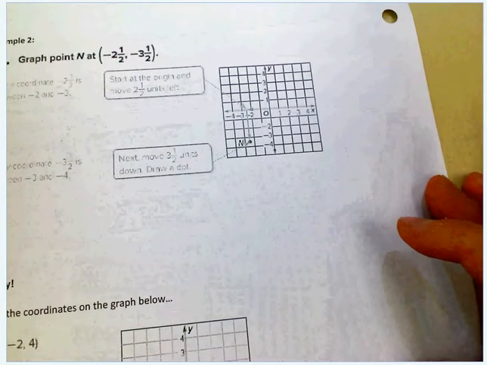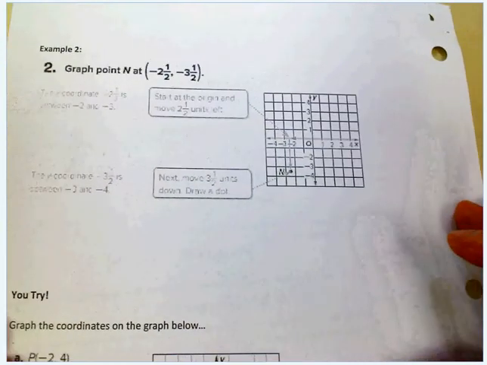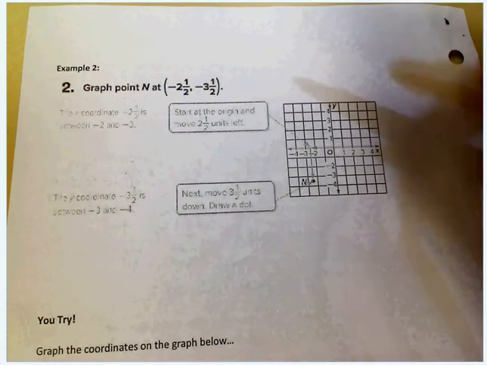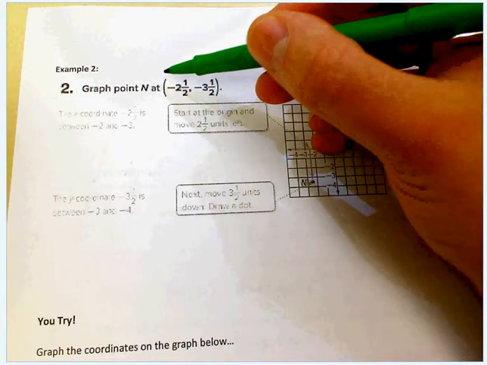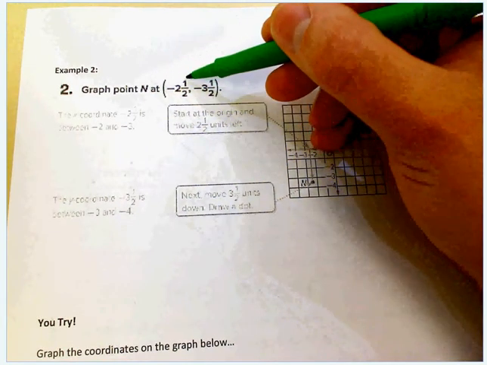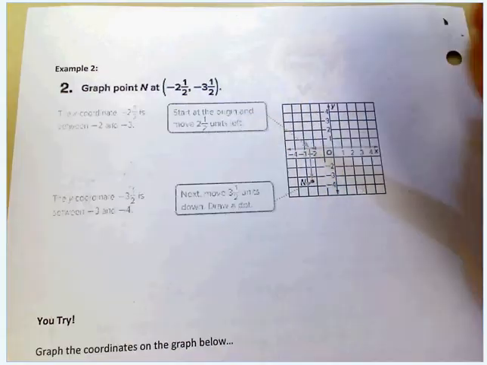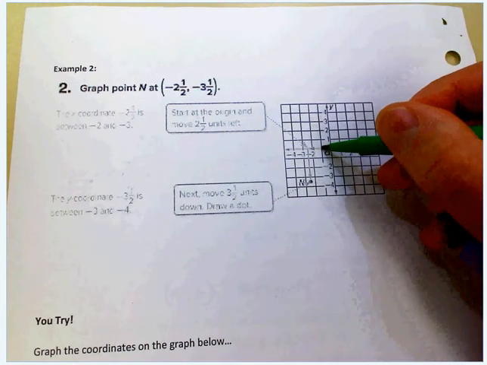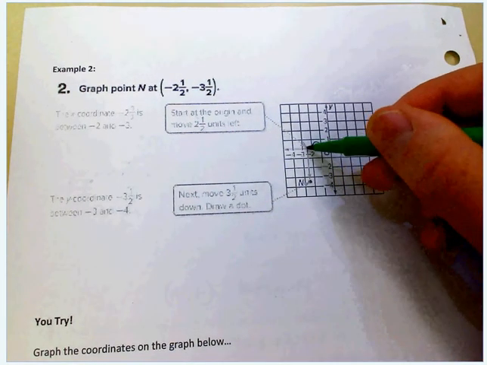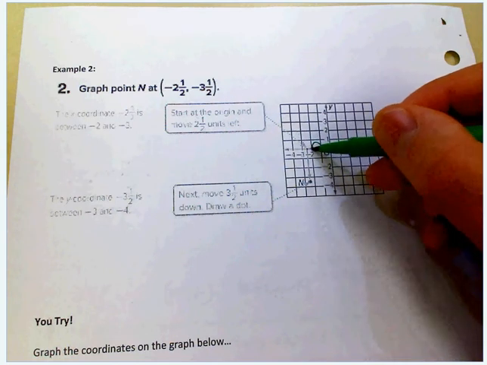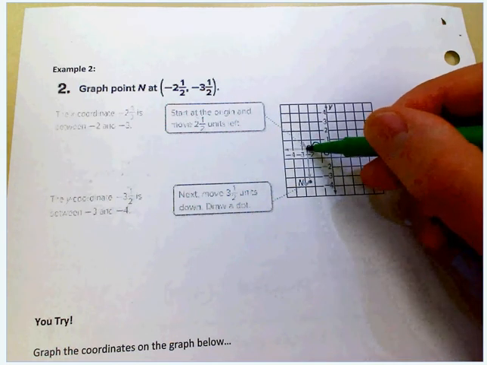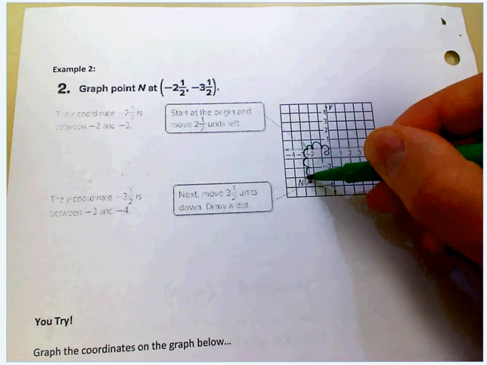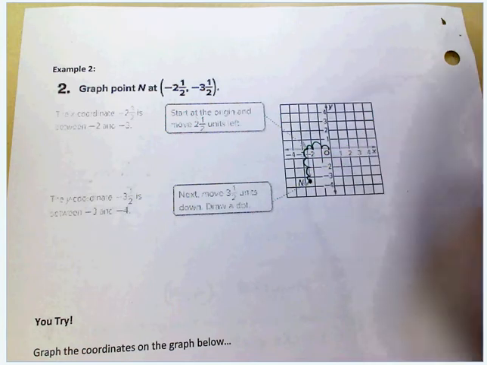Okay? Now we're looking at half points. So as we take a look, it says graph point N at -2.5, -3.5. So as we come through, we start at our origin. We go over 1, 2. A half is the midway point between 2 and 3, so that's our half jump. And then we go down 3.5. 1, 2, 3, and our little half point, and there's N.